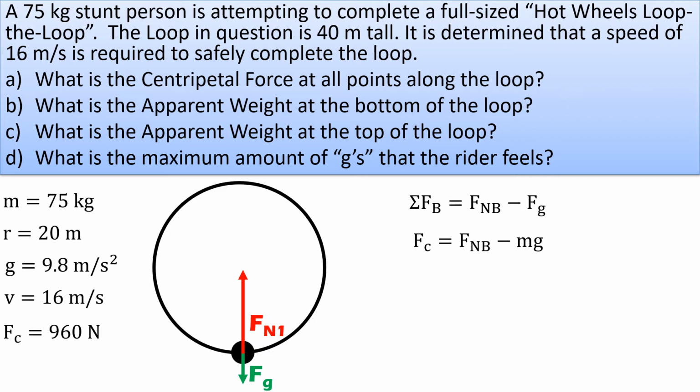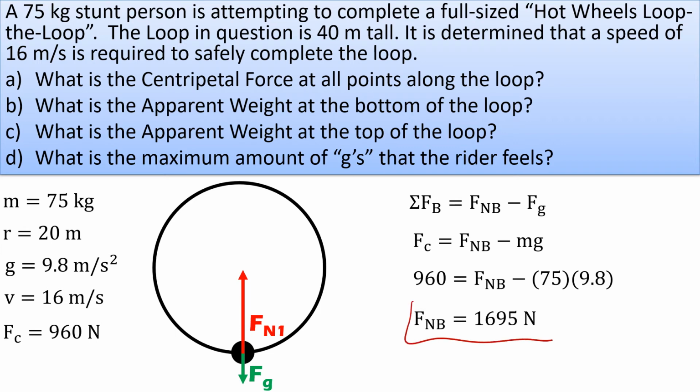We just calculated the centripetal force, it's 960 newtons at all points in the circle. We're looking for our apparent weight, the normal force, and mg is equal to 75 times 9.8. So that gives us a normal force at the bottom of 1,695 newtons. In case you were wondering, your weight was equal to 735 newtons.